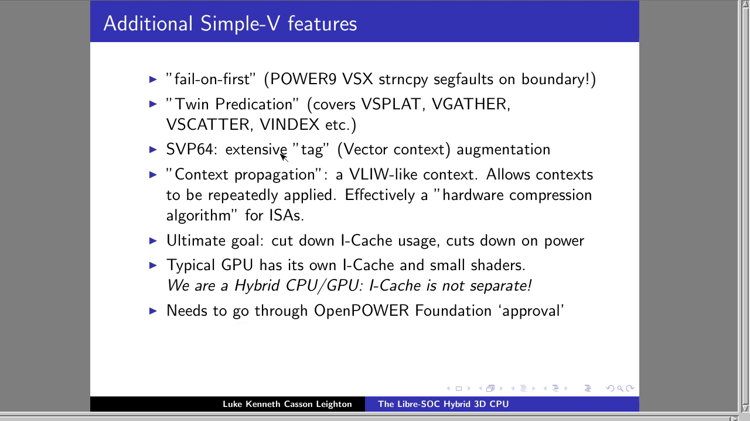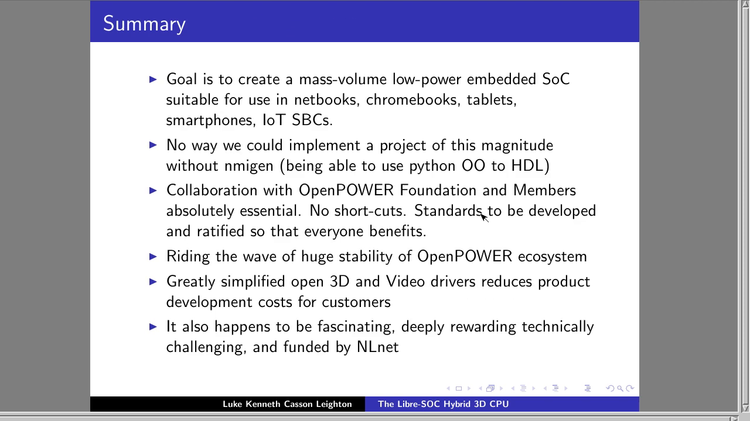SVP64 is an extensive tagging vector context augmentation system, which is context propagation. It's a bit like VLIW, but is a secondary system on top of SVP64, which allows you to repeatedly apply those contexts, and it's effectively a hardware compression algorithm for instruction sets. The ultimate goal here is to cut down on instruction cache usage and therefore to cut down on power, where a typical GPU would have its own instruction cache and small shaders. Because we're doing a hybrid CPU-GPU, the instruction cache is not separate, it is the same instruction cache. But bear in mind caveats: all of this still needs to go through the OpenPOWER Foundation for ratification and approval.